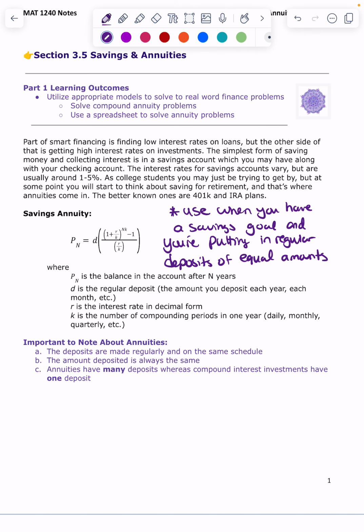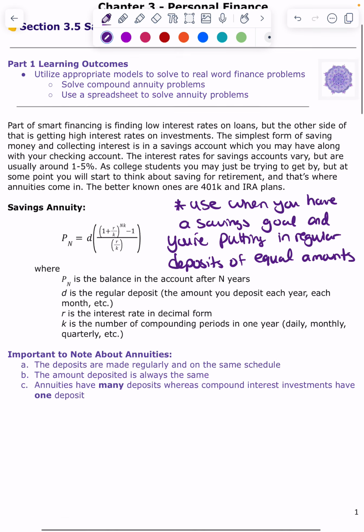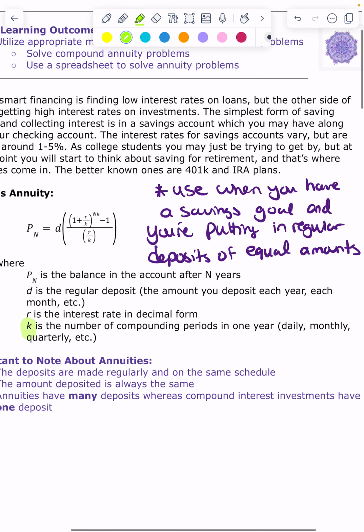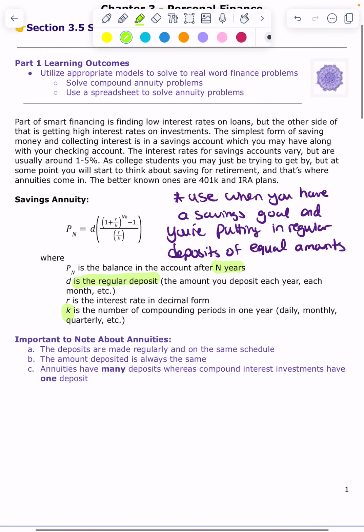All right, so you can see that it's a pretty complicated formula, but I think the only thing different or new is the K. We didn't have a K before. So K is just your number of compounding periods. We're using that instead of lowercase n. And then notice that uppercase N is years. D is the regular deposits. We haven't had that before. But R is interest rate like it's always been. So the lettering is a little bit different here.